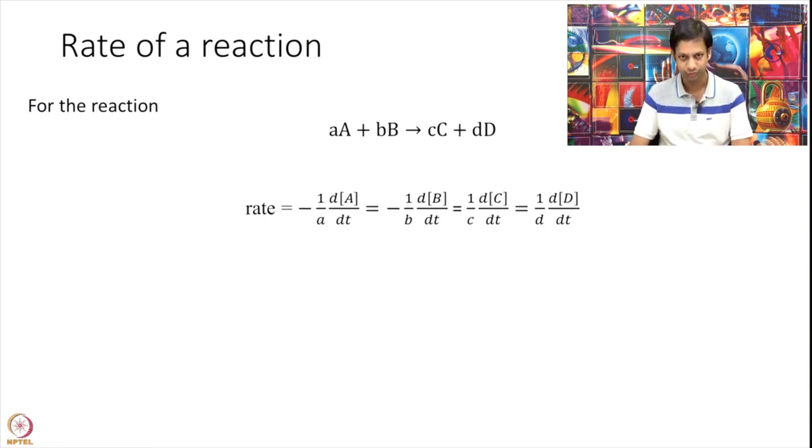A brief summary of what we covered in module 1. If you have a reaction of the type written here, aA plus bB going to cC plus dD, the rate of this reaction, which we proved in the last module under the condition of constant volume, is given by minus 1 over a dA over dt equal to minus 1 over b dB over dt equal to plus 1 over c dC over dt and so on. It is important to note, we use a negative sign for reactants and a positive sign for products.